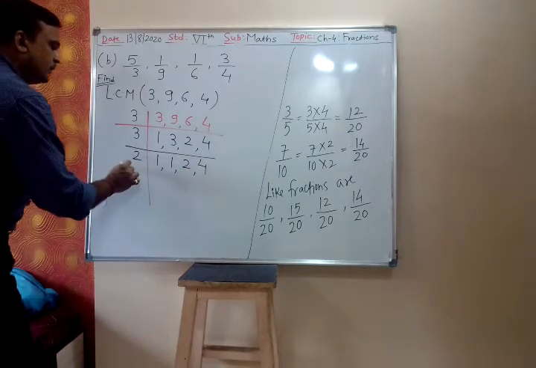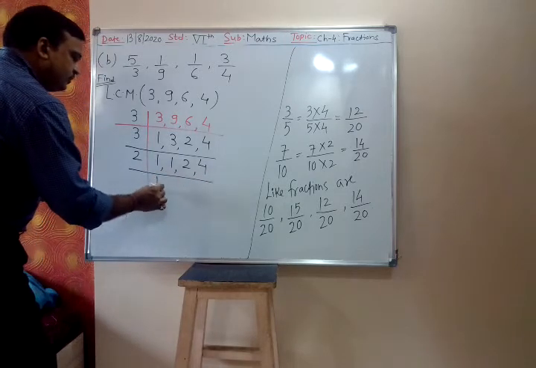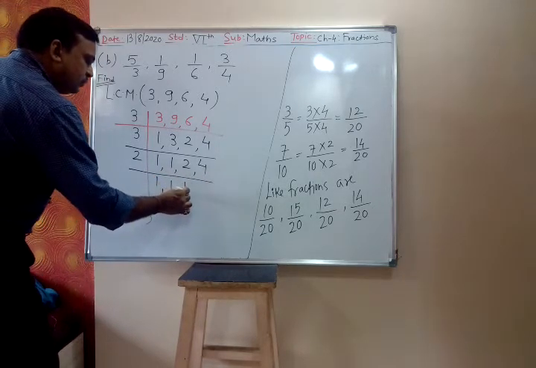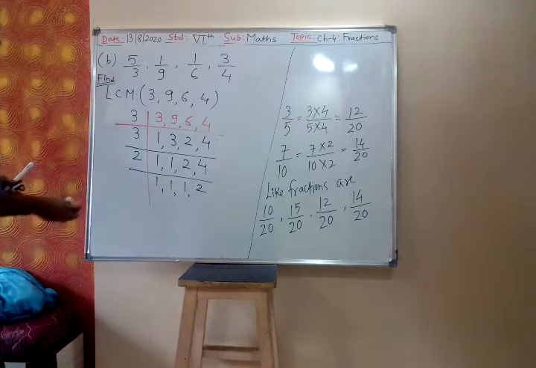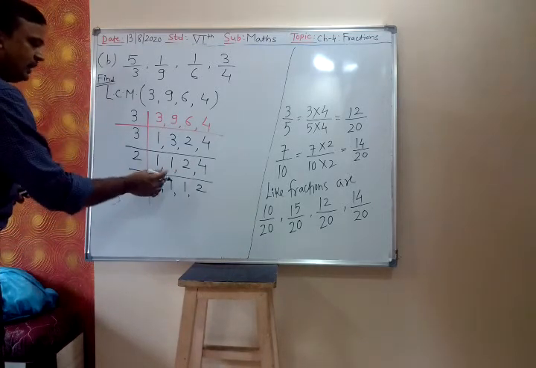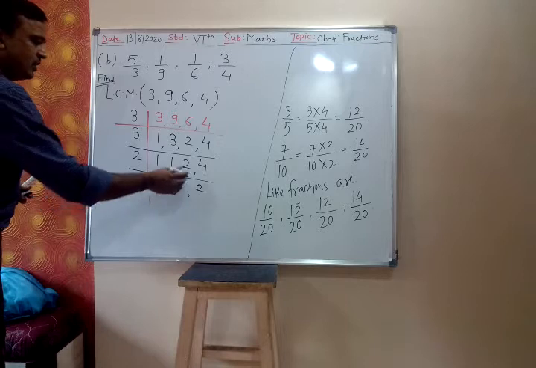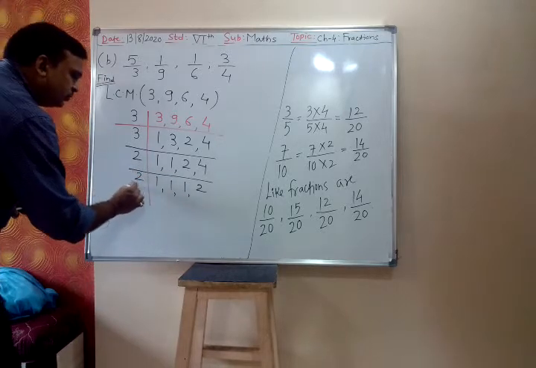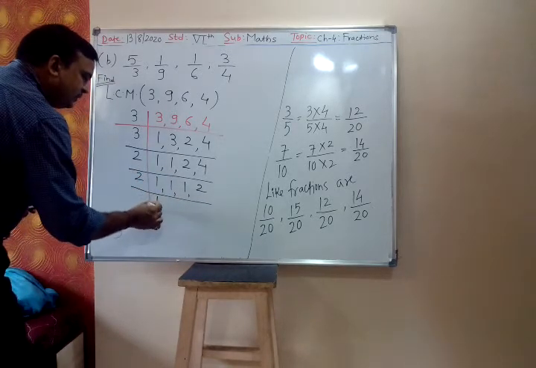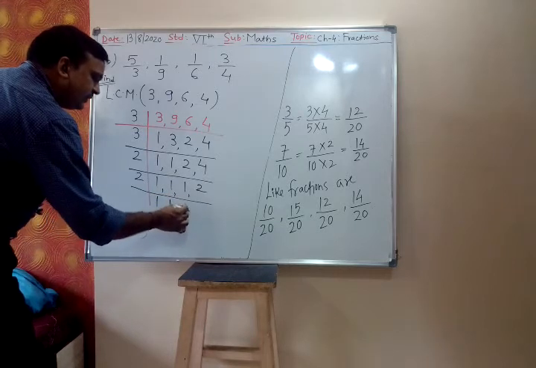We take 2. 1 will remain 1. Then 2 ones are 2, 2 twos are 4. Now it is 1, 1, 1, 2. Still I have to do the division because all are not 1. So 2 ones are 1 will remain 1, 1 will remain 1, 1 will remain 1, 2 ones are 2.